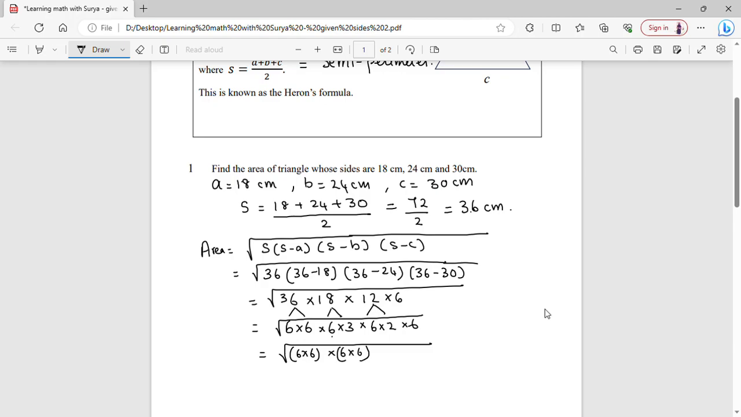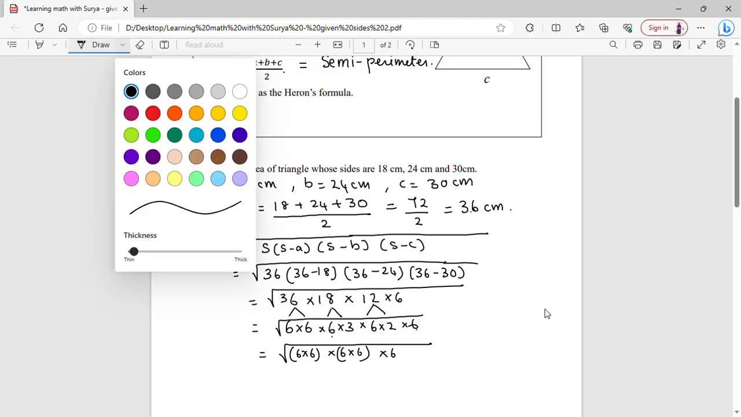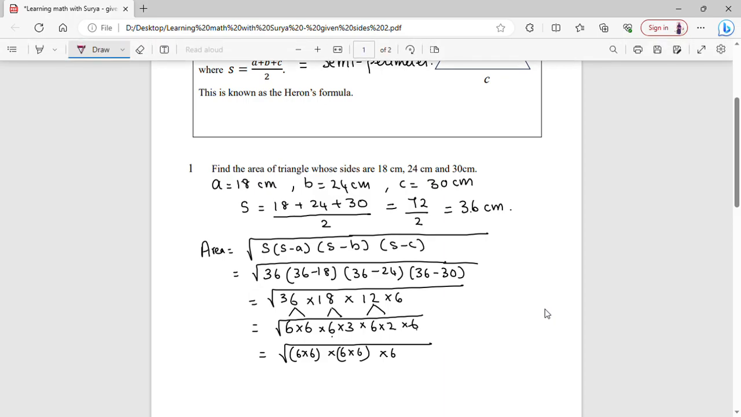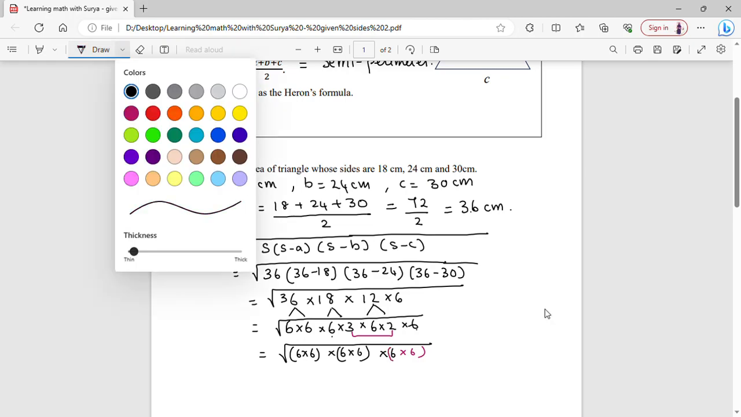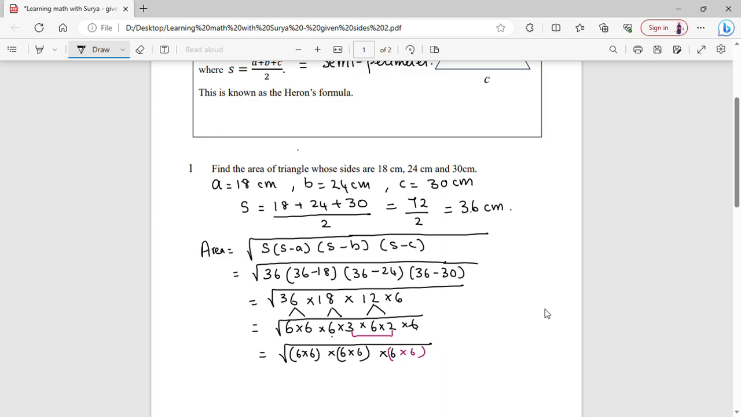Alright. Then I have this 6. Now where does the next 6 come from? So if I have to multiply 3 times 2, it becomes times 6. So that is one of the tricks where we could save time in calculation. So this just basically becomes 6 times 6 times 6, which is 216 cm square.